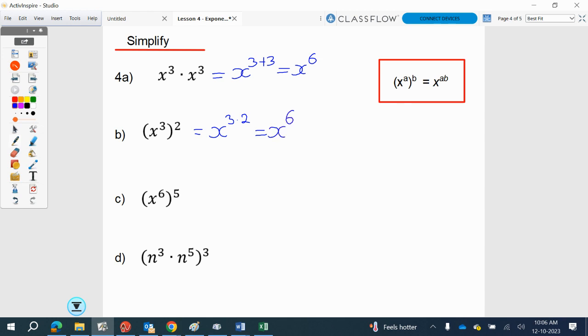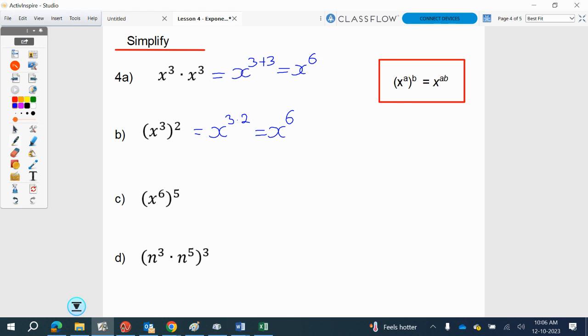Now these two questions link. Notice we have the same answer for both questions. How do they link? What's another way of writing x to the 3 times x to the 3? Yeah, it would be x to the 3 squared.